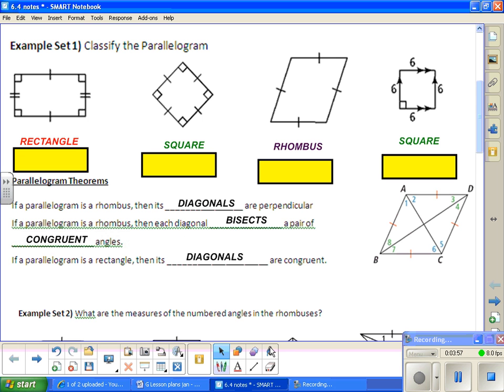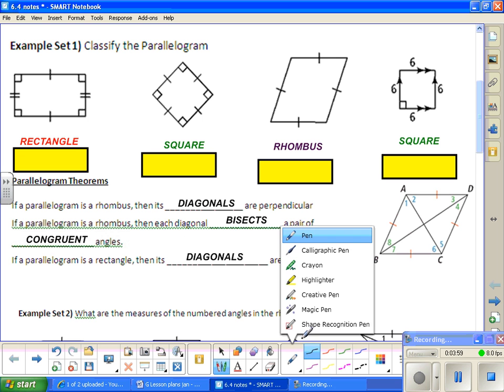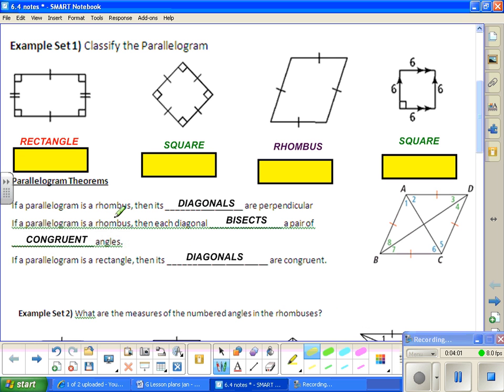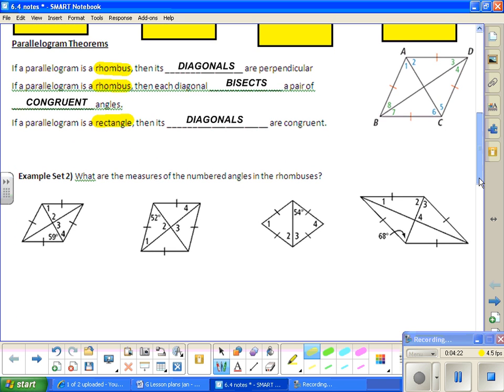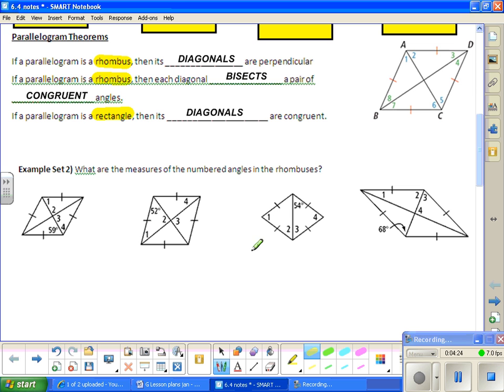So you need to make sure when looking at the picture, if it's a rhombus or if it's a rectangle. And if it ends up being a square, then all of these things hold true, because remember, a square is both a rhombus and a rectangle. Alright, so let's go ahead and use this information above to talk about here.